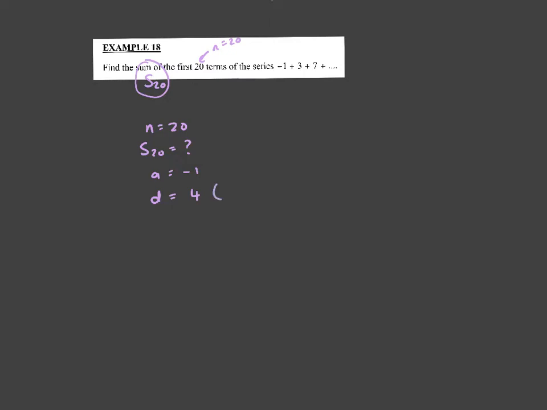Remember, if you don't know how to work that out, it's term 2 minus term 1. Those consecutive terms, of course, should be equal. In other words, term 3 minus term 2, that should be the same value, right? Okay, so let's go for it.